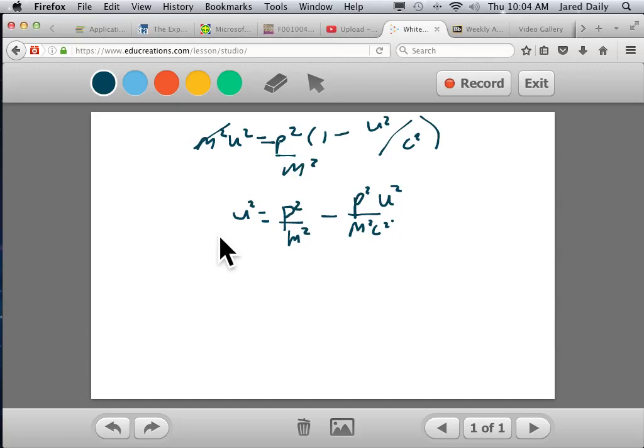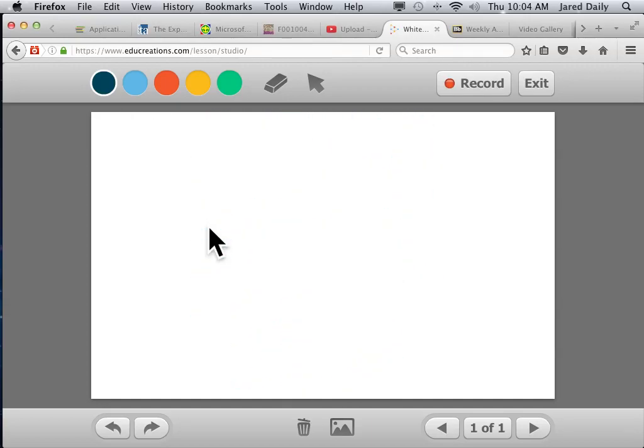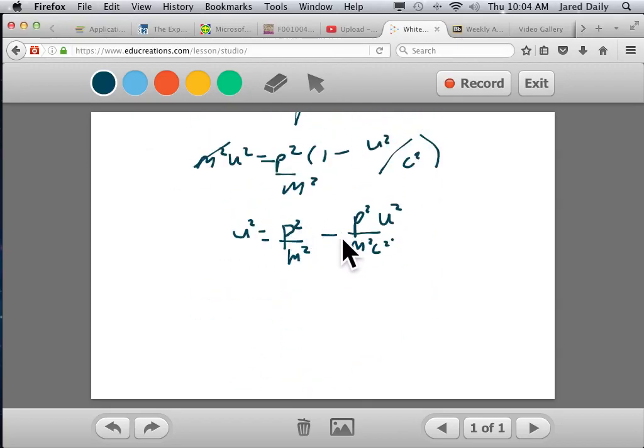Now, many of you will be tempted to take the square root of everything right now. Don't do that. You will be screwed if you do. It's not correct. You cannot take the square root of individual things that are separated by pluses and minuses. That's illegal. So what we really need to do is add p squared u squared over m squared c squared to both sides. It will eliminate it on the right-hand side, and on the left-hand side we'll get u squared plus p squared u squared over m squared c squared equals p squared over m squared.